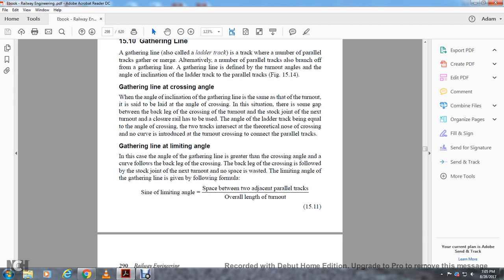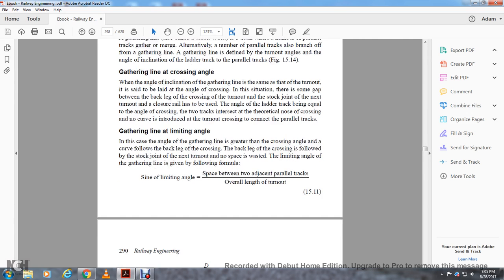Gathering line limiting angle. In this case, the angle of the gathering line is greater than the crossing angle of the curve of the back leg of the crossing. The back leg of the crossing is followed with the stock joint with the next turnout with no space. The limiting angle of the gathering line is given with the following formula.